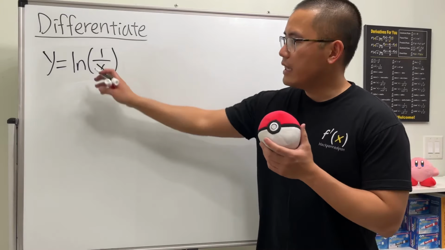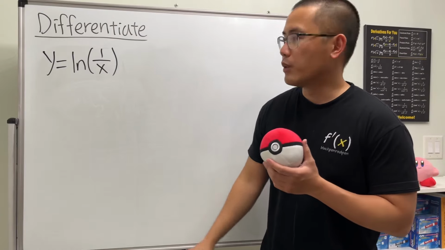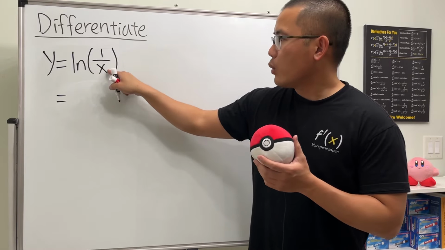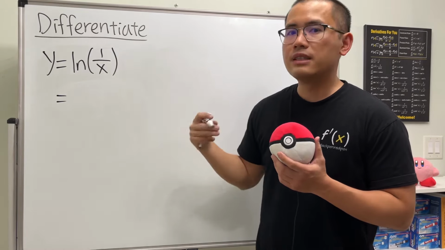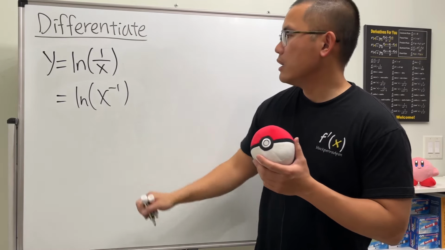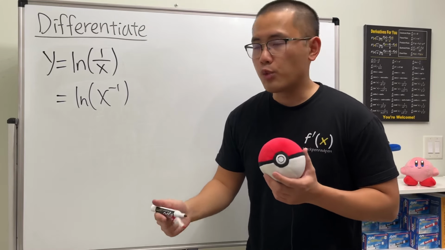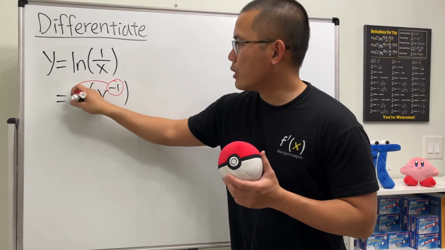We are going to differentiate ln of 1 over x. And for this one, we can do some algebra first before we do calculus. Take a look right here, 1 over x, and that's actually the same as x to the negative 1. And the reason that we want to do that is because with x to the negative 1 inside of the logarithm, by one of the log properties, we can put the power to the front.